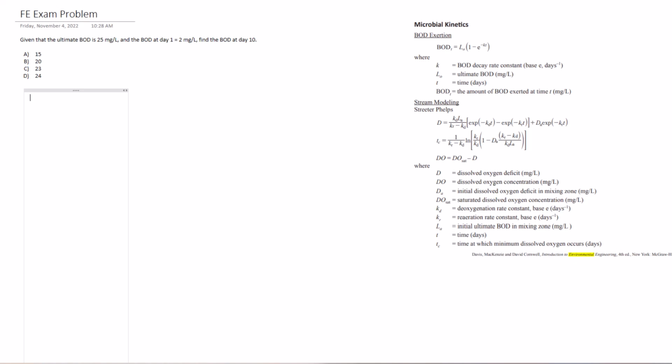We have another practice problem. This one's going to be focusing on water resources, but the environmental side of it. You will get a few environmental engineering questions on the FE exam, and this is a possible one you might see. This is about BOD, or biochemical oxygen demand. So let's get into this problem.